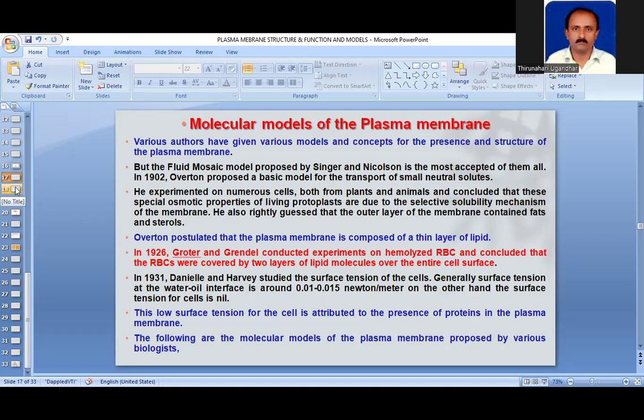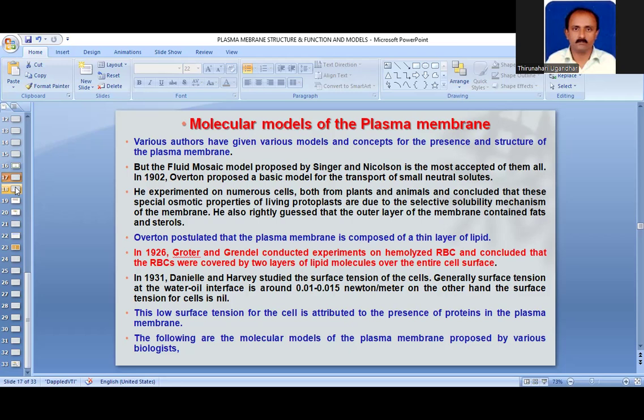Overton postulated that the plasma membrane is composed of a thin layer of lipid. In 1926, Gorter and Grendel conducted an experiment on hemolyzed RBCs and concluded that the RBCs were covered by two layers of lipid molecules over the cell surface.